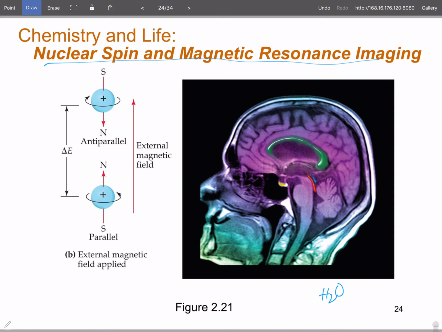So that's MRI, and that's why it's really loud, and you can't have any metal.